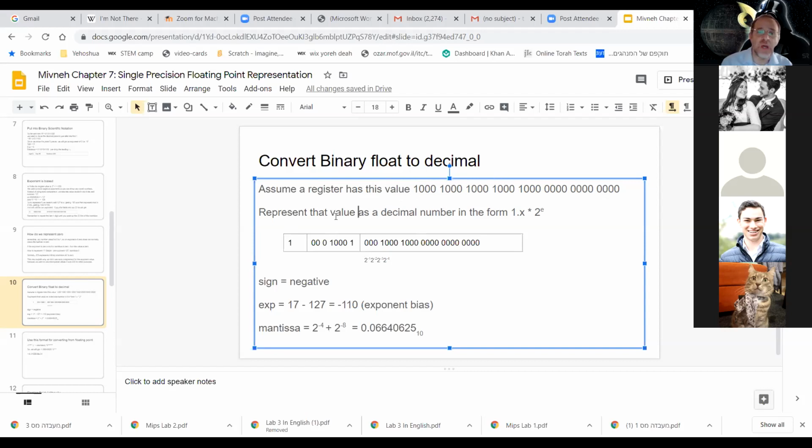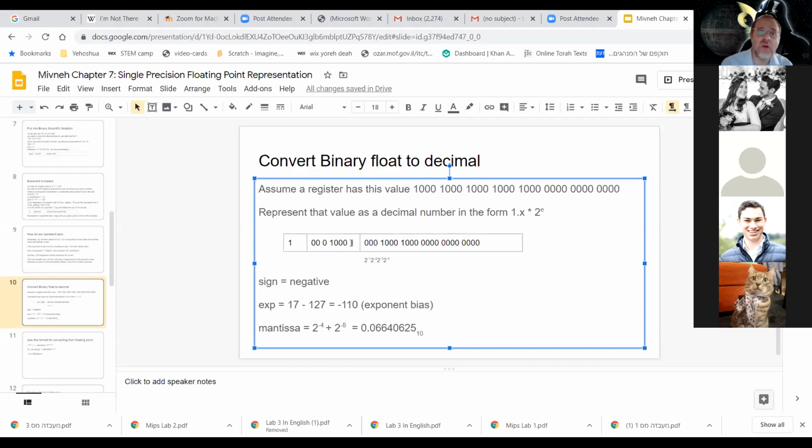So the 1 means it's positive. The next 8 digits are the power. Stick them in the power section. The next 23 digits are the mantissa. Notice lots of zeros. Well, okay, what am I going to do? First of all, what? Doesn't the 1 mean that it's negative? Yeah, I'm sorry, my mistake. Sign equals negative, yeah. The 1 means that it's negative.